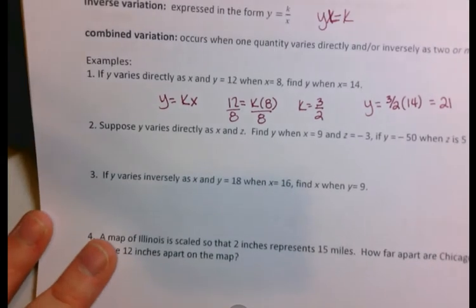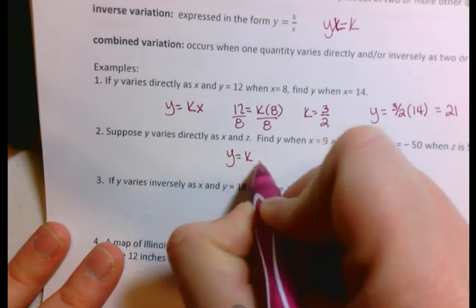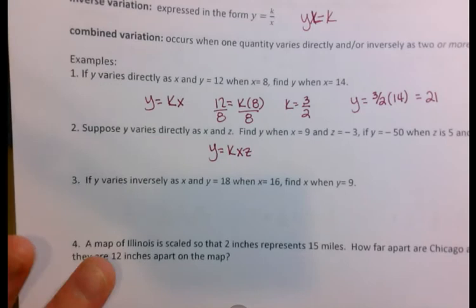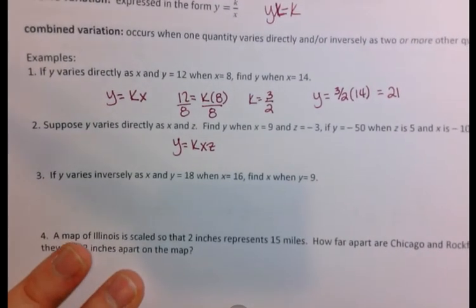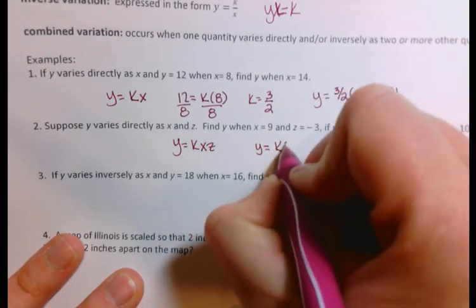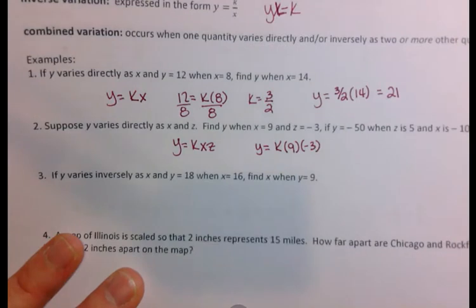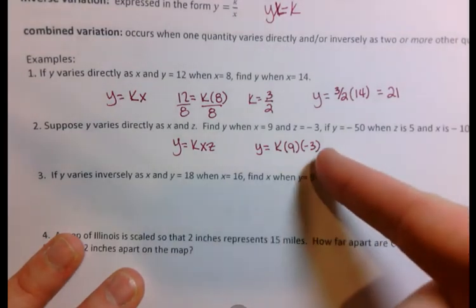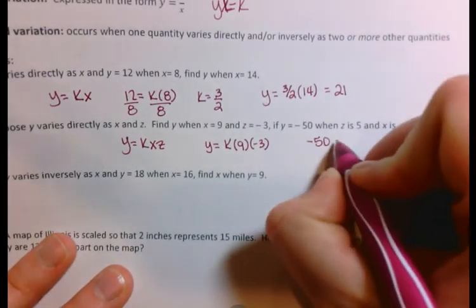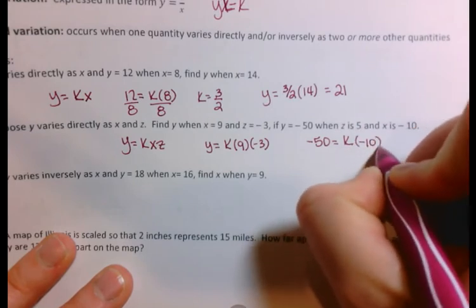So suppose y varies directly with x and z. So y equals kxz, because it varies directly. Find y when x is 9 and z is -3. So y equals k times 9 times -3. That's the first equation based off the first information. If y equals -50, k, z is 5, and x is -10.